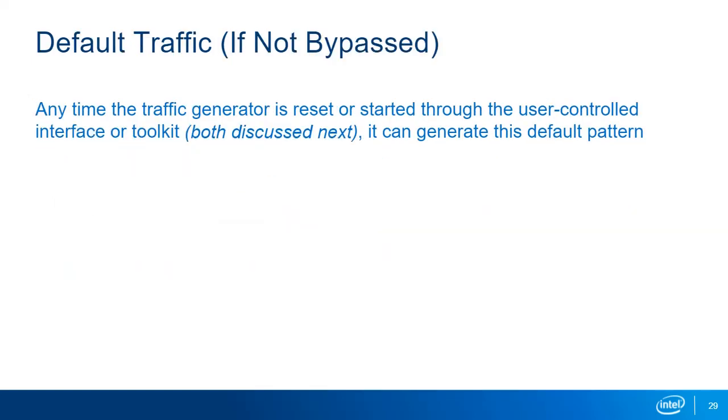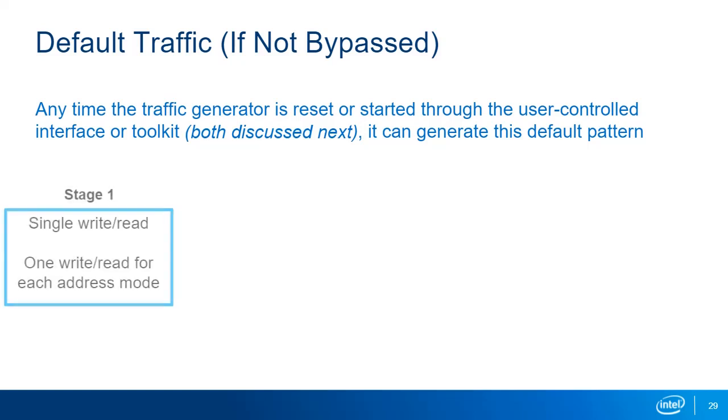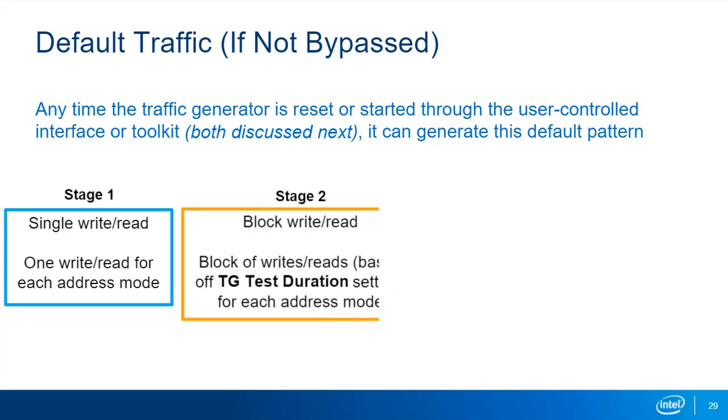Similar to the original traffic generator, TG2 can generate a default traffic pattern if the feature has not been bypassed in the parameter settings. The default pattern is issued automatically on reset of the traffic generator, or can be issued manually through the Avalon interface or the TG Toolkit. The pattern is issued in 3 stages. In the first stage, a single write-read test is performed using each of the 3 address modes. In stage 2, a block of write commands are followed by a block of read commands.